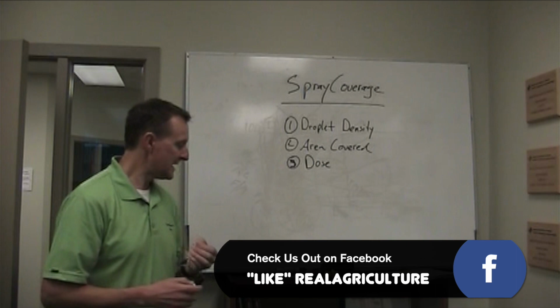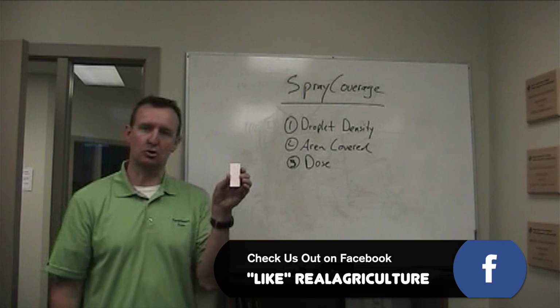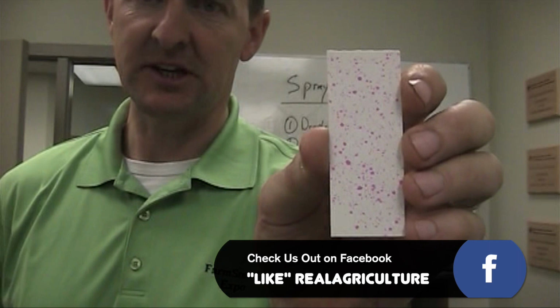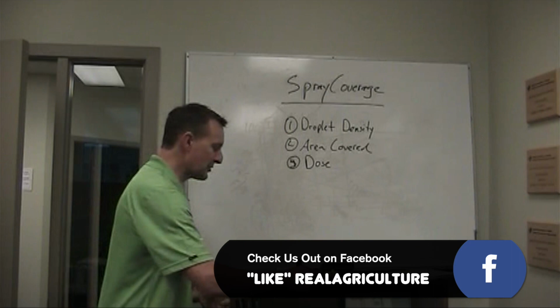Another way of doing it, so it's a little different, but it's really the same thing, is this thing called chrome coat paper. Chrome coat paper is a white paper used in the publishing industry. And the droplets form deposits just like you do on water-sensitive paper. Very similar spread factors and so on, but you have to have a dye in the tank to make that work.